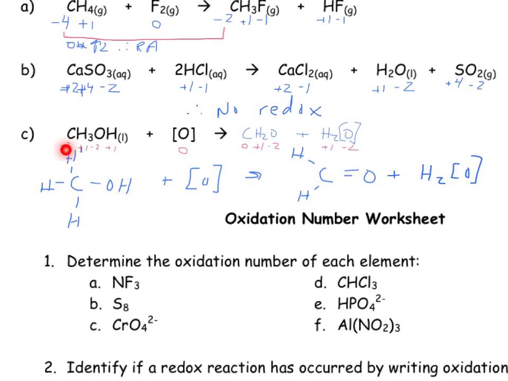Because our carbon goes from a -2 to a 0, its oxidation number went up. Therefore, it got oxidized, and therefore the carbon is the reducing agent. Because the oxidation number of the oxidizing agent went down from 0 to -2, it got reduced, which is why it's called the oxidizing agent.